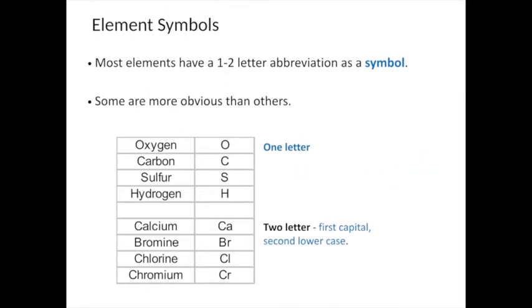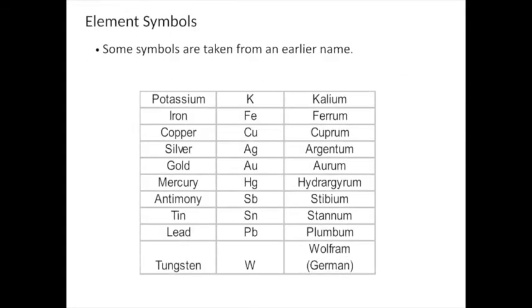But that's not always the case, unfortunately. Sometimes the symbol does not go with the name. So here's some examples. Potassium, the symbol we use is K. Gold is Au. Lead is Pb. So nothing about that symbol goes with its name. It's because those symbols were taken from names the elements used to have. So potassium actually used to be called kalium, and they changed the name, but they kept the symbol. So that makes it a little difficult sometimes for us to remember these symbols.